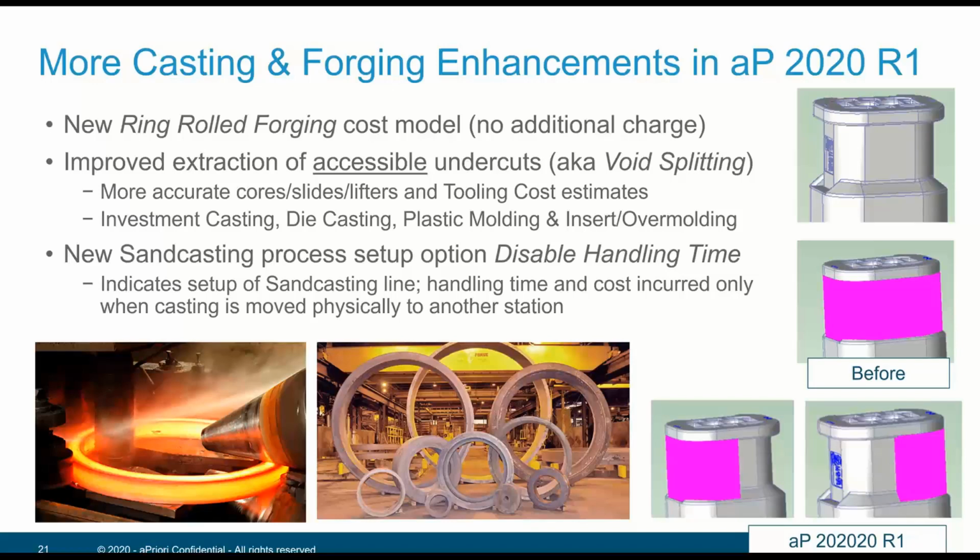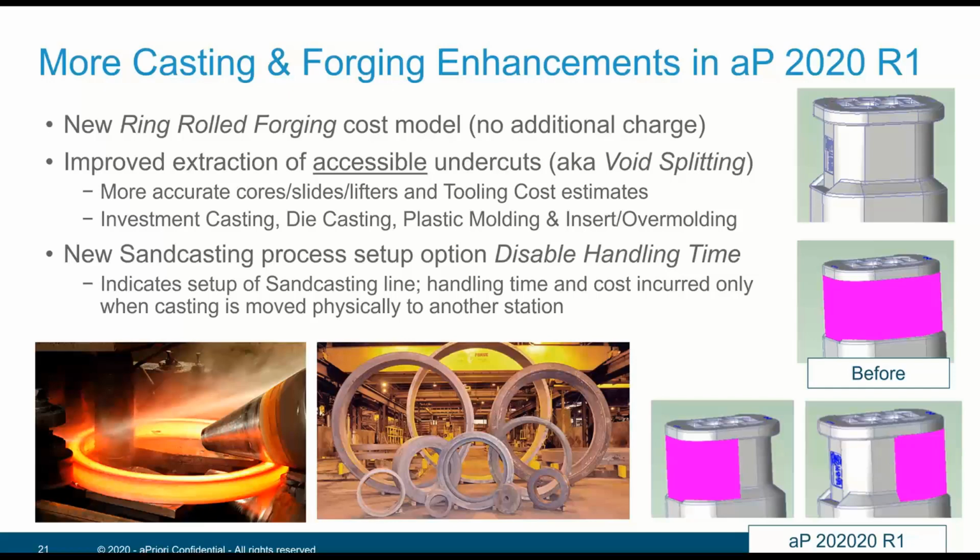And then finally, I wanted to talk about an enhancement to our sand casting routing. We've updated it to better account for when we incur additional handling time and costs. Many sand casting processes in aPriori include a handling time component to move the part from station to station with each process. So that handling time and cost can be quite significant for larger parts. For parts over 2,000 kilograms, for example, it can be 30 minutes each time the part's moved.